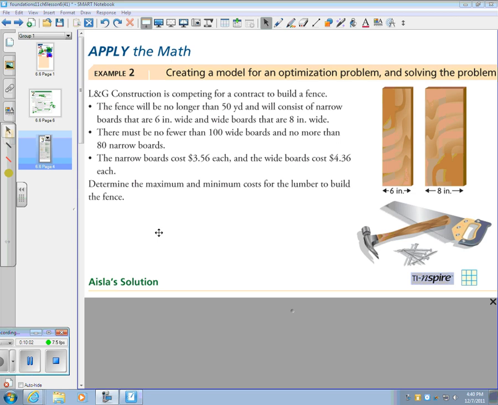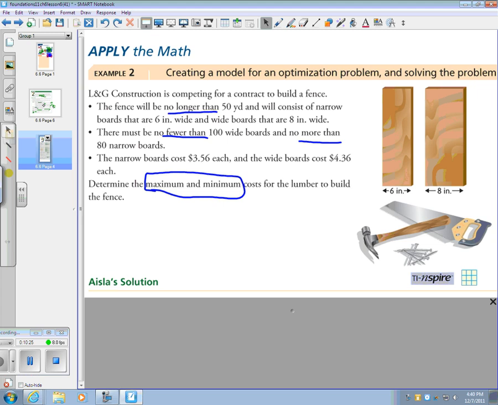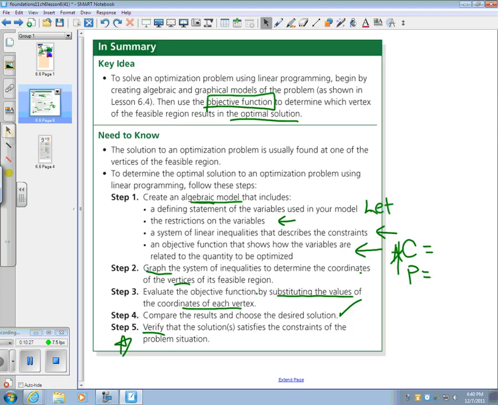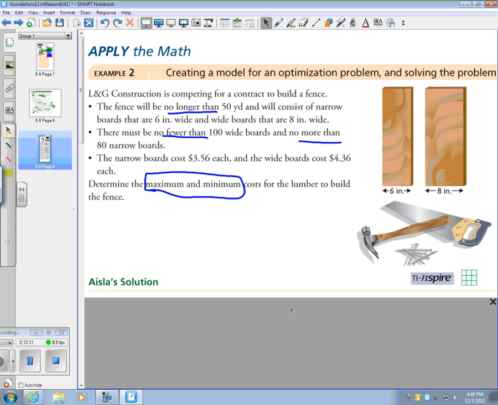There's tons of math language here. No longer than, no fewer than, no more than. And then maximum and minimum tells us we're doing optimization. So let's see how they went through this. What did we say our first step was going to be? Let's see if they did that first step. We said create an algebraic model. So they're going to do some let statements and they're going to have some inequalities.